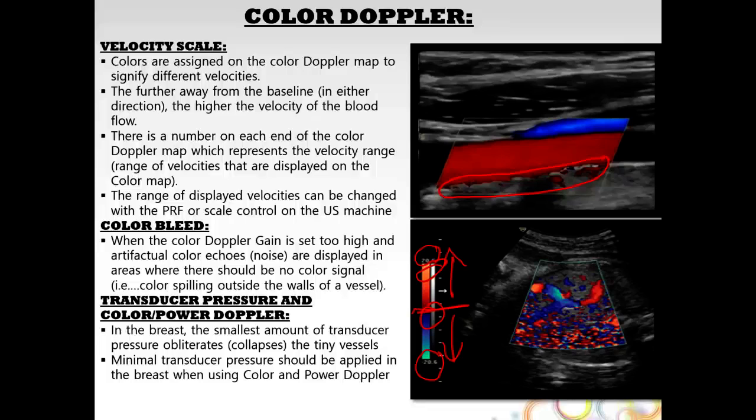Transducer pressure and color and power Doppler. One of the most important things in breast imaging is that we use very little transducer pressure when we're evaluating blood flow in the breast. The reason for that, in the breast, the blood vessels are very tiny, and the smallest amount of pressure really collapses or obliterates those vessels. So it's very important to keep minimal transducer pressure and really lighten how much pressure we're using whenever we turn on color or power Doppler in the breast.